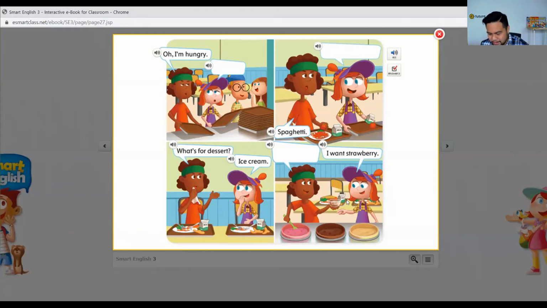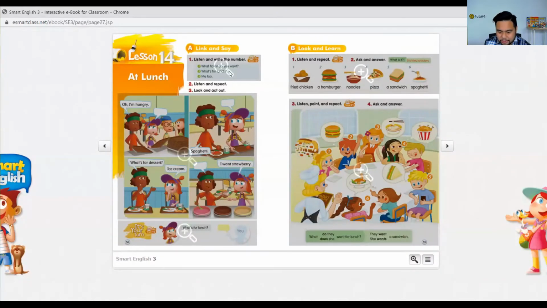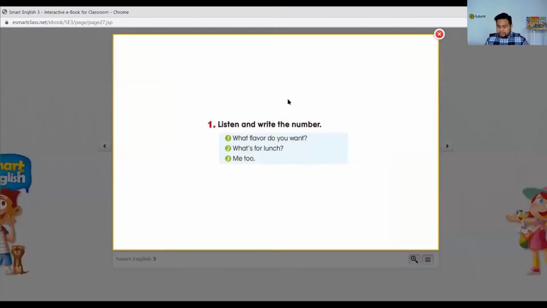Okay. So let's go over our sentences. These are our key sentences that we're going to try to find the right blank for. I'll go over the sentences with the students. So we have number 1, what flavor do you want? Then you can listen and repeat. Number 2, what's for lunch? What's for lunch? And number 3, me too.